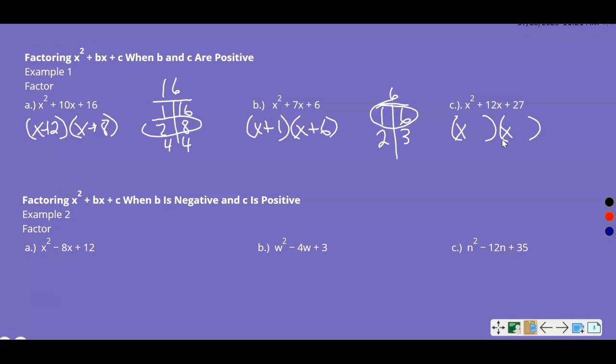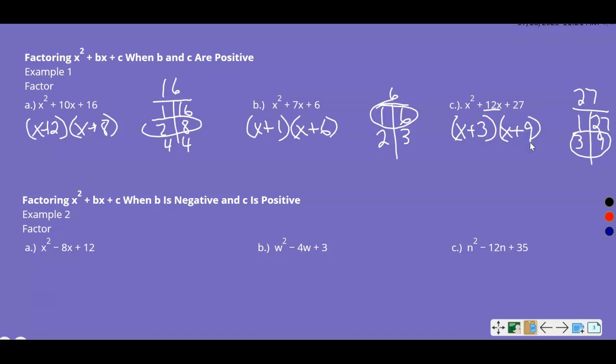All right, so then you have to find your other numbers in your factor. So what are my multiples of 27? So I've got 1 and 27. 2 doesn't go into odd numbers. 3 goes into it 9 times. 4, 5, 6, 7, 8 does not. 9 is the next one. So that leaves us 3 and 9 to give us 12. So x plus 3 and x plus 9 are my two factors.